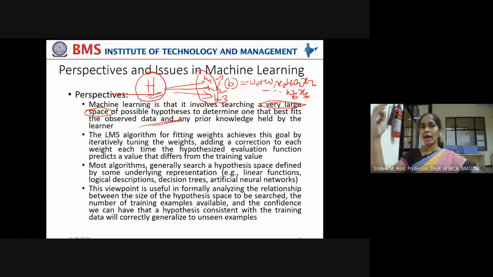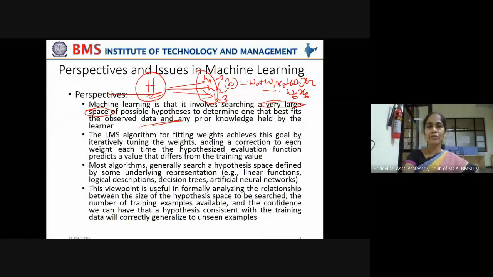Got it? So I have lots of equations that I learned from the historic data, but which equation is best predicting about that customer, about the behavior of that customer? That I want, right? That is my best fit hypothesis. And that comes from this hypothesis space. Got it? Now, the LMS algorithm for fitting weights achieves this goal.